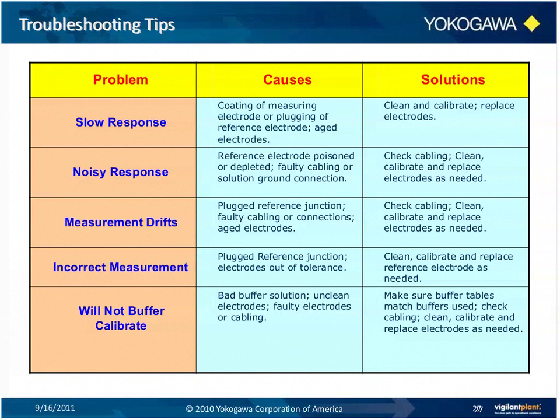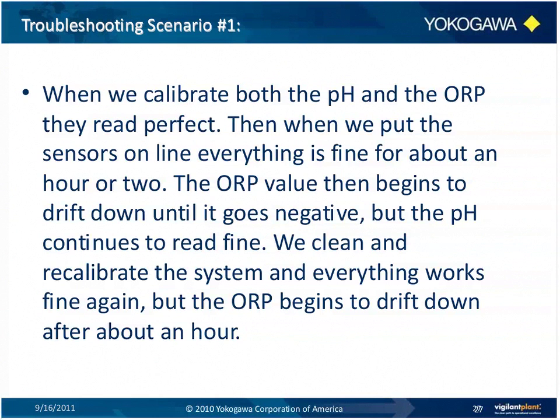Okay, so we have 2 troubleshooting scenarios that are most common. The first one shown here, had a customer call in and they said when they calibrate both their pH and ORP, they read perfect. Then when they put the sensors online, everything will work fine for about an hour or 2. Then the ORP value begins to drift down until it goes negative.